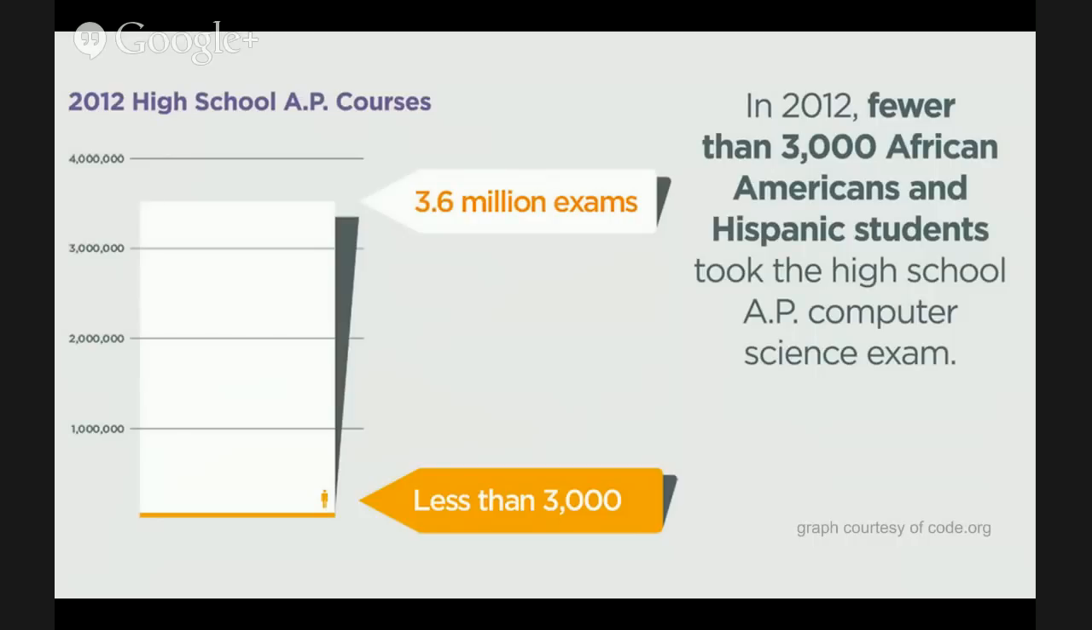And it's not just that. In 2012, fewer than 3,000 African American and Hispanic students took the AP Computer Science exam. Frankly, today's students are not taking these courses. You see on the graph, out of 3.6 million exams, less than 3,000. 3,000 is a very small number.